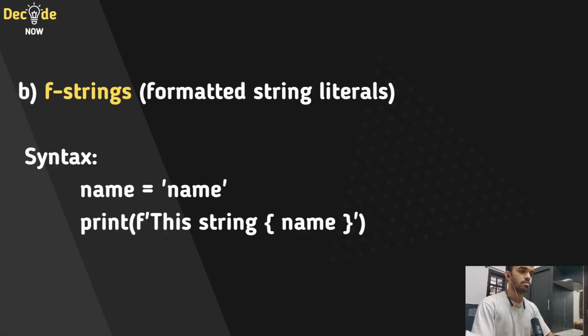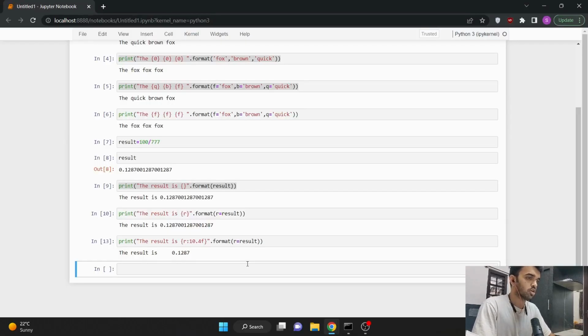Let's look into the second method, which is using f strings, that is the formatted string literals. Here the syntax is we'll store a particular string to a variable, and then in the print statement, before starting the string, we'll mention a key letter that is f, and inside the string, within the flower brackets, we will be passing the variable name which is storing the string. So let us try this out in Jupyter Notebook.